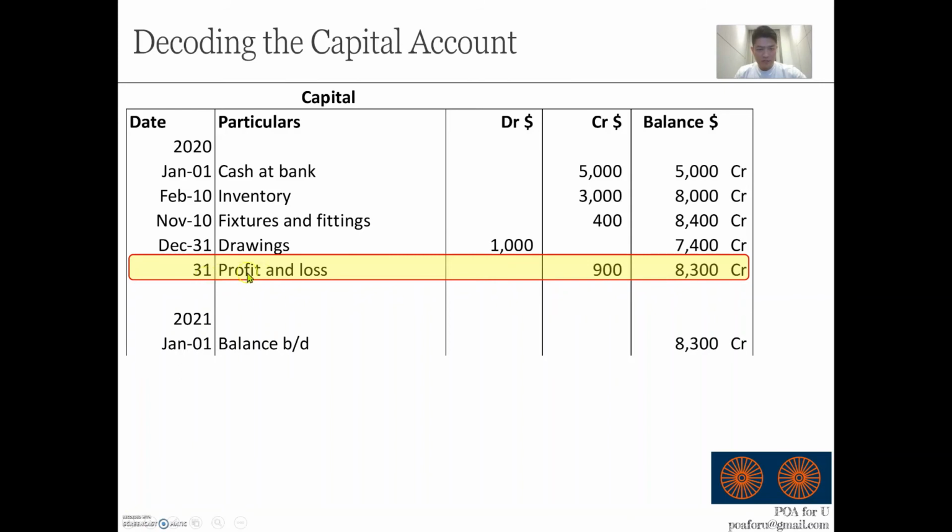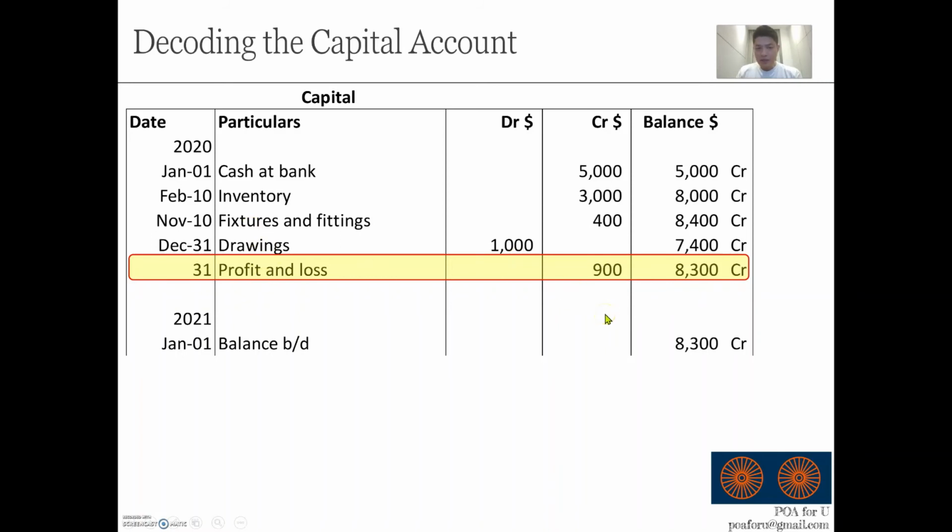If you look at this profit and loss entry on 31st December, this is essentially saying that you've transferred $900 of profits into the capital account. And how do I know it's profits? Because this is hitting the capital account on the credit side. If it's a loss, it will hit the capital account on the debit side. Profits add to owner's equity, so I would expect profits to add to capital, and credit adds to capital, debit reduces capital, right? So that's why I've concluded that a credit side entry in the capital account would mean that profit has been transferred into here.